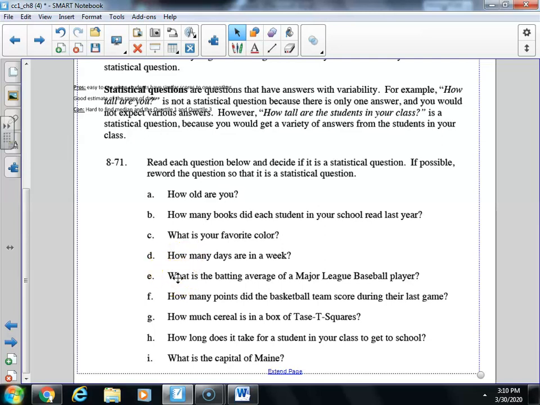Letter E, what is the batting average of a Major League Baseball player? Yes, this would be statistical because it combines a lot of different information.